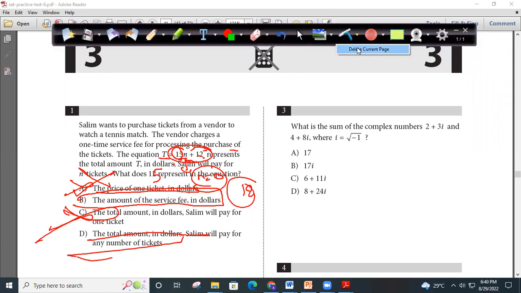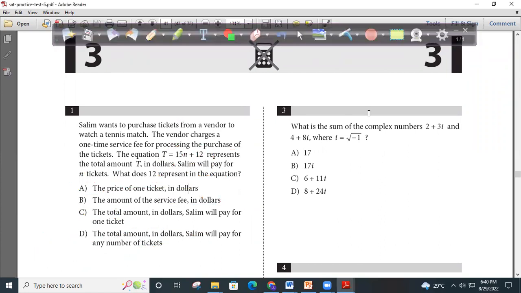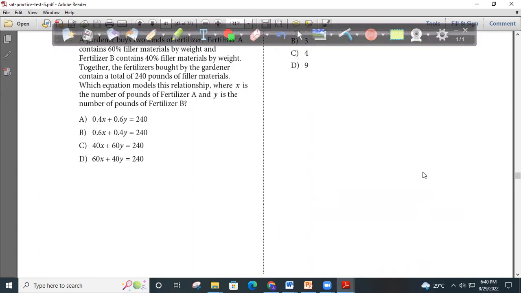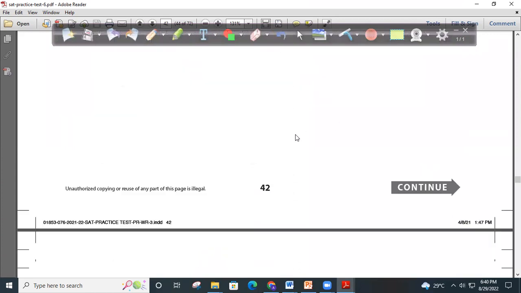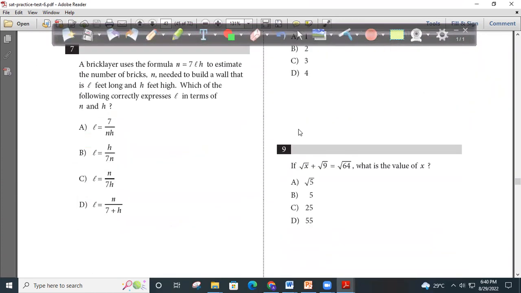In SAT, the most important thing is realizing your weak areas, identifying where you are weak, and working on them. That only will help you to get good scores. Later on, we'll see how to draw graphs when they give an equation.